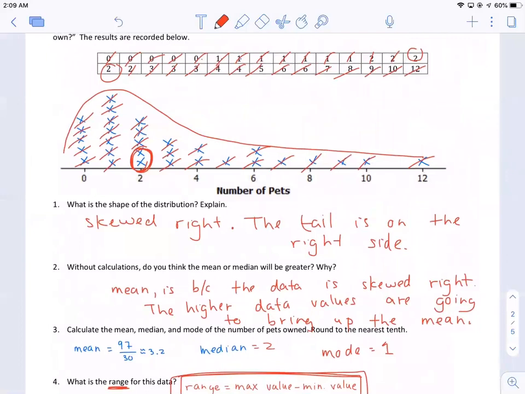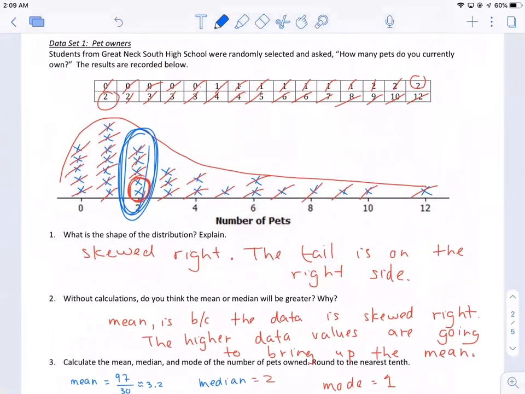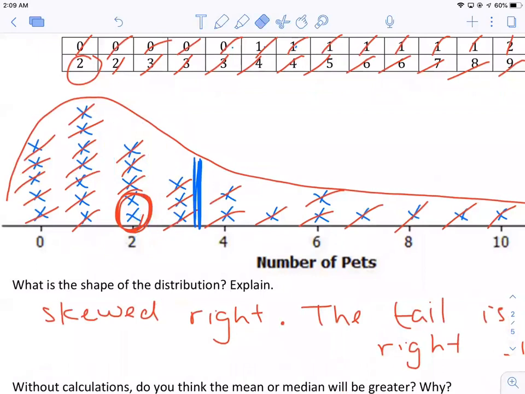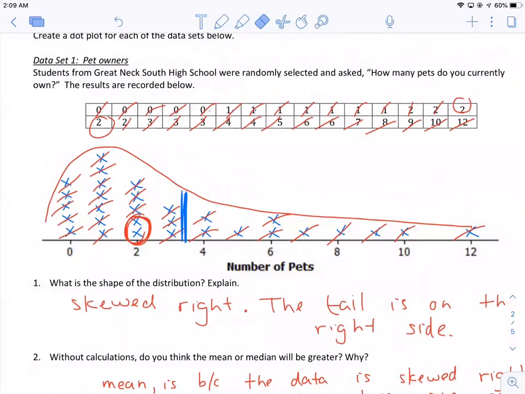So our median was 2. So we're saying the normal number of pets a person at Great Neck South has is 2. That's a typical amount. Whereas the mean is saying this number, which is 3.2, a little more than 3. Right, so which one do you think is a better representation?